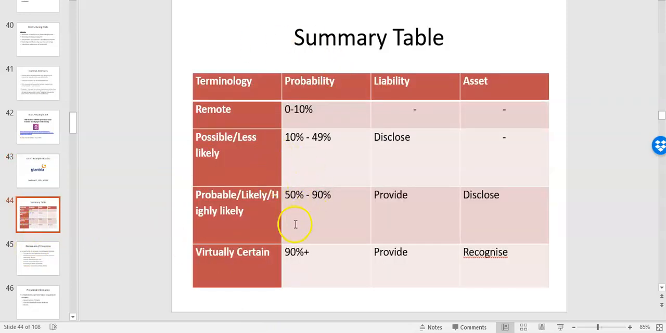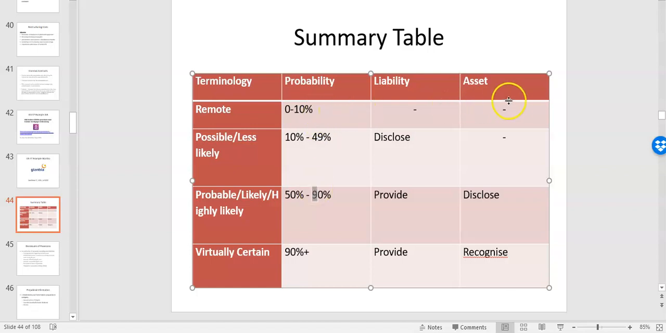So this slide just gives you a summary in terms of the key criteria for IAS 37. Greater than 50%, you provide for a liability, create a provision, but it must be greater than 90% for an asset. Now, I think the old slides might have said 100 there. I think 90% is probably a better benchmark. Once it goes above 90%, you can assume it is virtually certain. That's just an idea to get in your head.